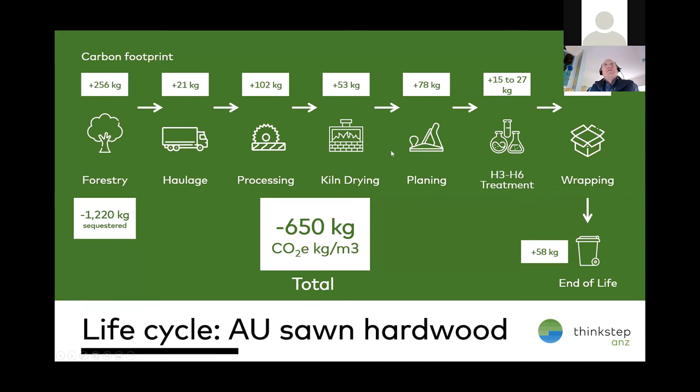It's relatively small. Again, we get some emissions from harvesting, processing, planing, some from treatment if the timber gets treated, and again at end of life there's a small emission there. But again, it's around about minus 650 kilos of CO2 across the whole of the life cycle. So sort of big negative numbers, if that's the correct term.